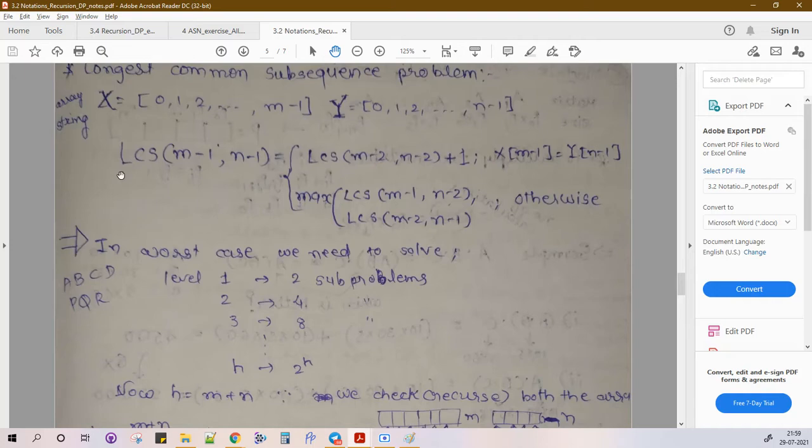So the longest common subsequence of 6 comma 6 is the longest common subsequence of m minus 2 and n minus 2, that is the second last term and second last term, plus 1. I'm increasing the count. This is the length, we are finding the length of the longest common subsequence. So plus 1 if, what is the condition? X of m minus 1 is equal to y of n minus 1.